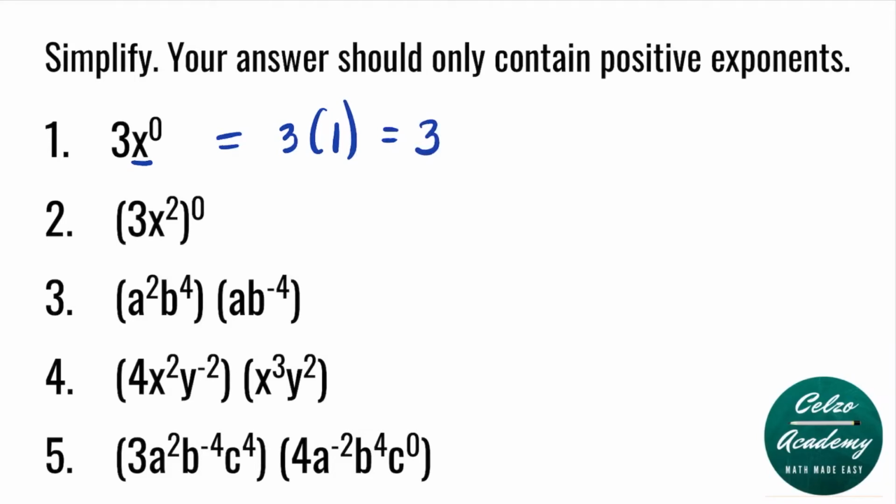Question number 2. The quantity 3x squared to the 0 power. The entire term 3x squared is raised to the 0 power. So that means the whole thing becomes a 1.